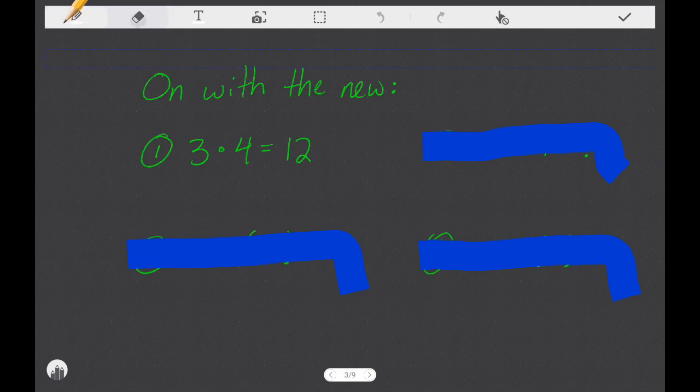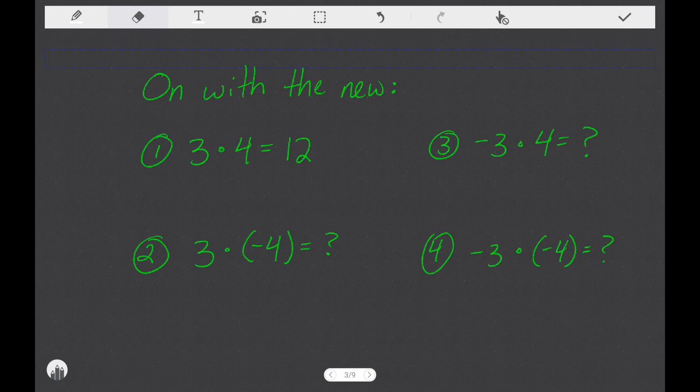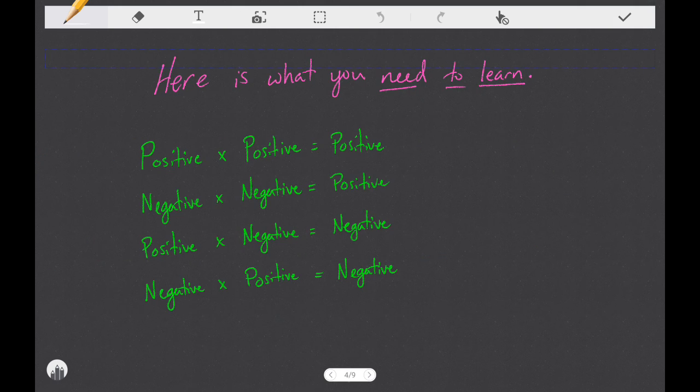So the question becomes, what do I do if it's something more like these? What happens when I have, for example number 2 here, 3 times negative 4? And what happens when I have negative 3 times 4? Or what happens if I have negative 3 times negative 4? This is more of the new stuff that you're going to learn today, and this is the other half of your homework. So we're going to go ahead and take a look at that right now.